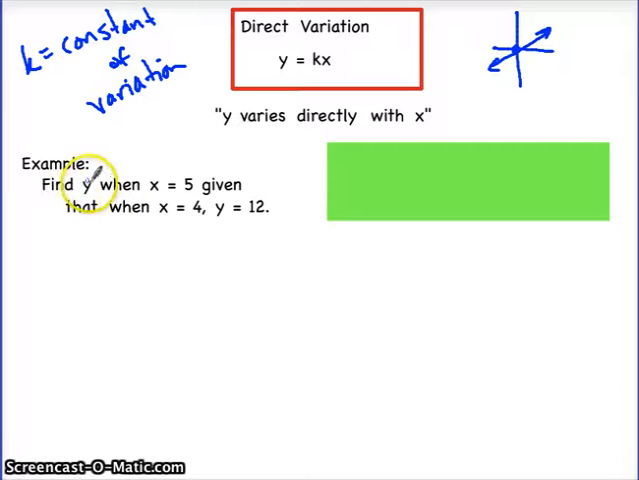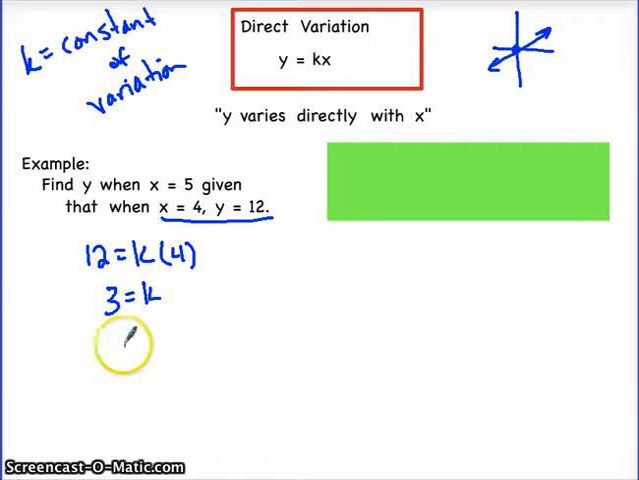So notice the example. Find y when x equals 5, given that when x equals 4, y equals 12. This second set of information is where you're going to find that constant of variation. If y varies directly with x, then we can say that 12 is equal to k times 4. And k for us in this problem will be 3. So we found that, and that's step 1.